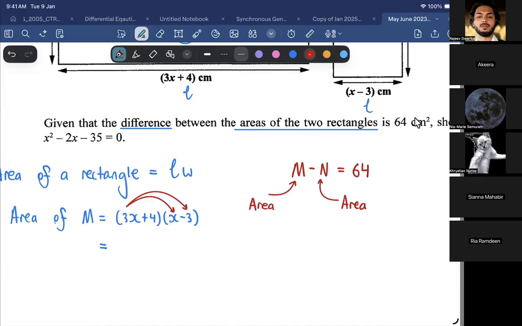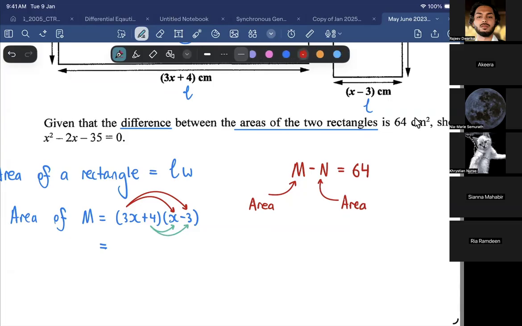Okay, let me see if somebody else can continue from here. They did good. Somebody other than Akira, because I feel like Akira already knows the answer too. Yes. Christian, what next? So would you multiply the 4 by the x and then the 4 by the negative 3, sir? Perfect. Ria, Nia, did you guys know this? Yes, sir.